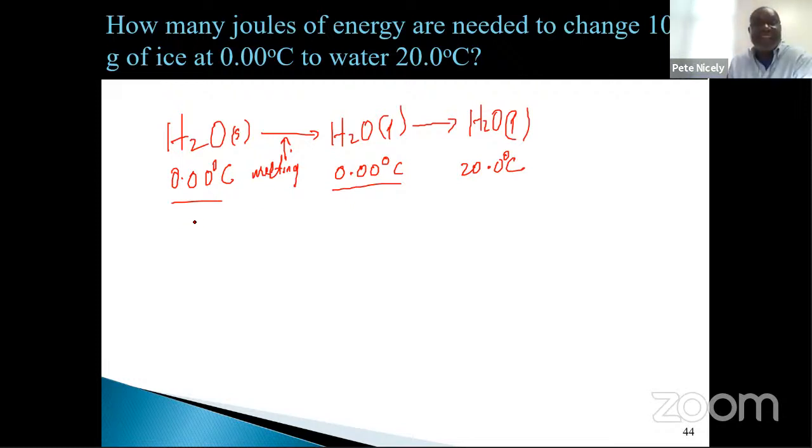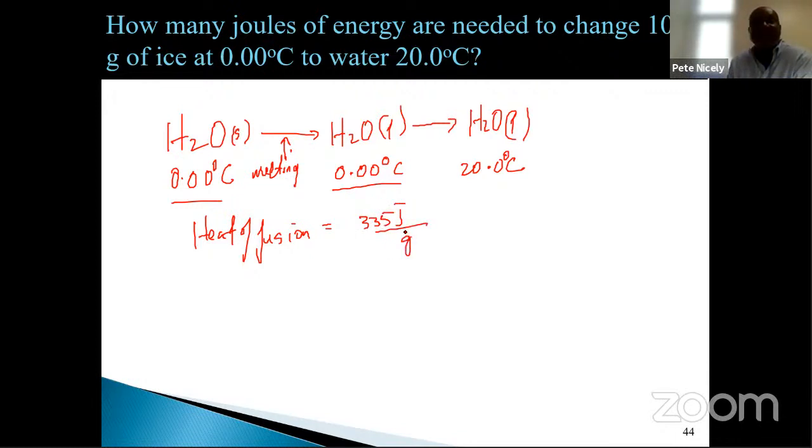And remember, we said that the heat of fusion, we saw it in the table earlier, is equal to 335 joules per gram, all right? So, how do we calculate the total amount of energy for both steps? Well, in the case of step 1, I'm going to call the heat required here Q1, and this would be Q2, all right?